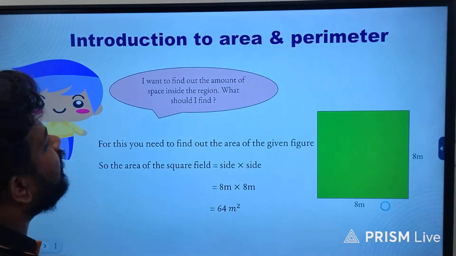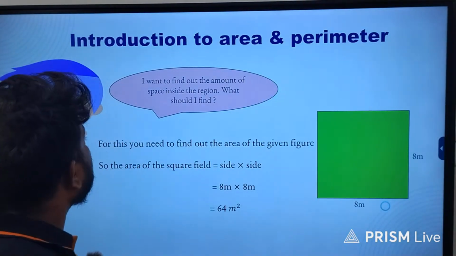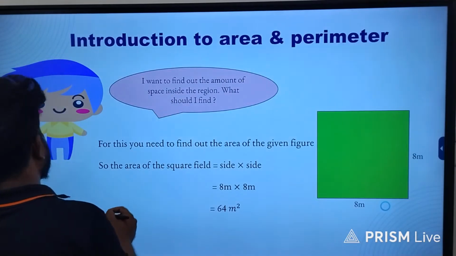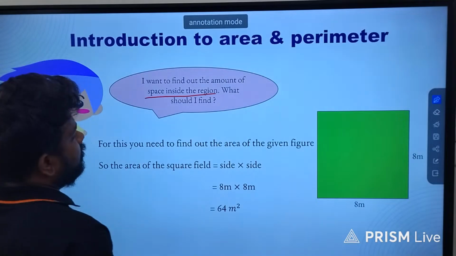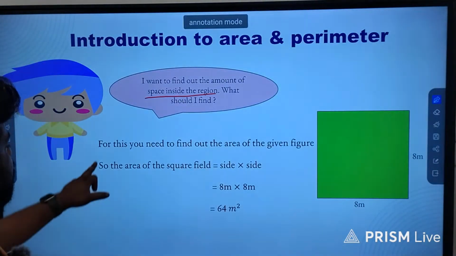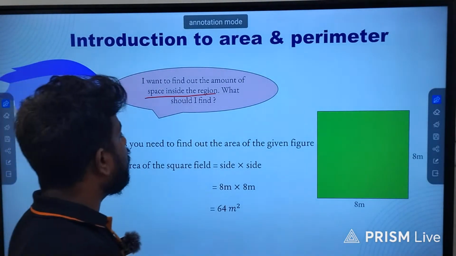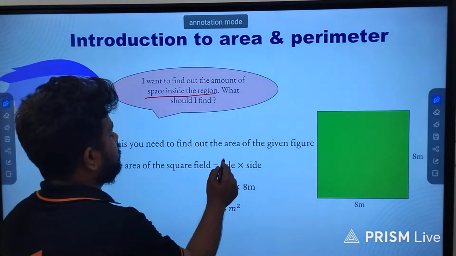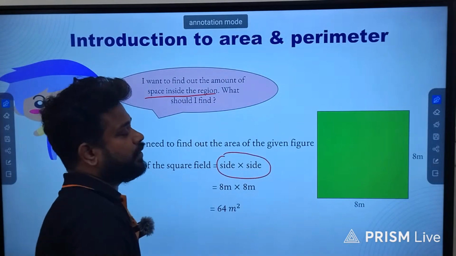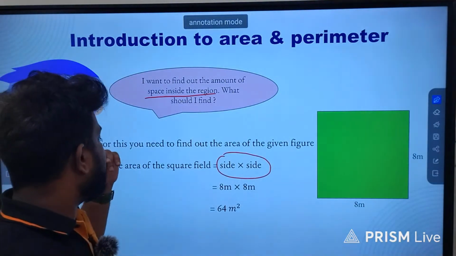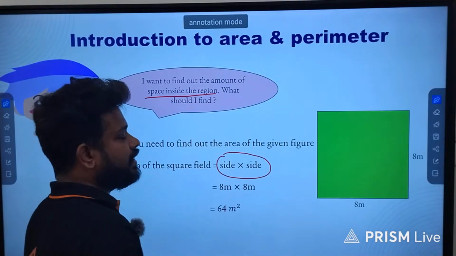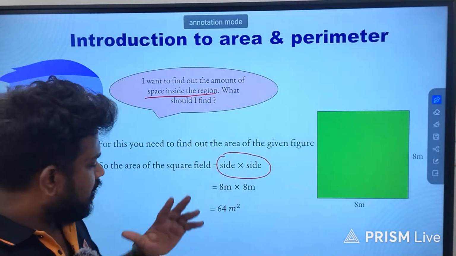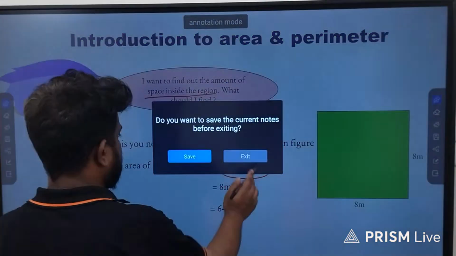Introduction to area and perimeter. I want to find out the amount of space inside the region. So remember, the space inside the region. What should I find? For this you need to find the area of the given figure. The area of the square field is side into side. Yes, the formula I have been talking about: the area of a square is side into side. We have already learned about this in our previous classes. So let's go further.